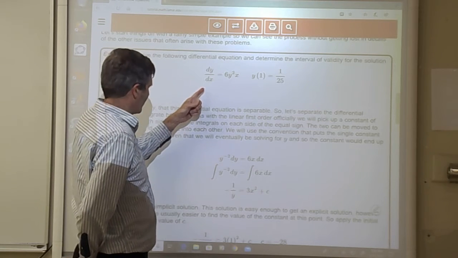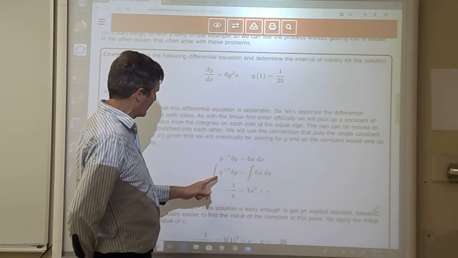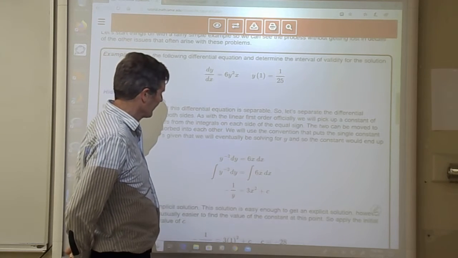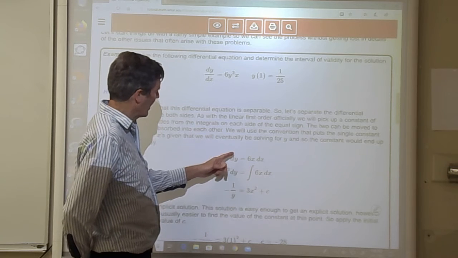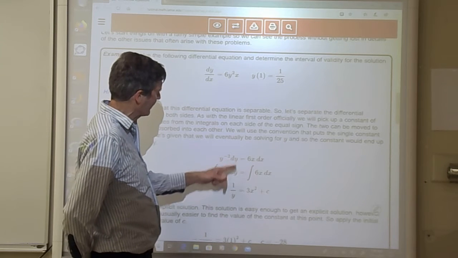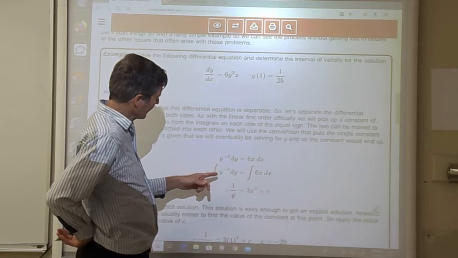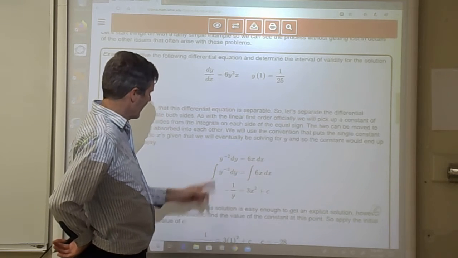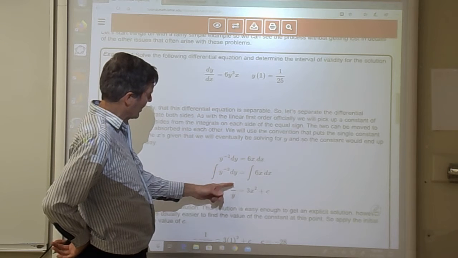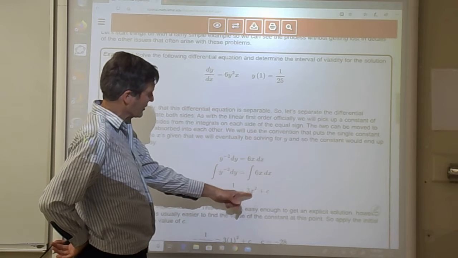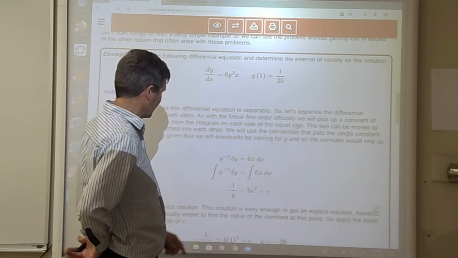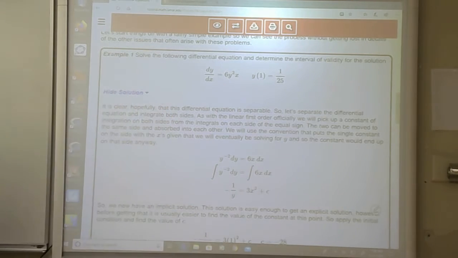I'll divide by y squared and I'll multiply by dx. So I get y to the minus 2 dy equals 6x dx. Now I integrate both sides, because dy can be written as dy/dx and then use substitution. So this is integral y to the minus 2 dy equals integral 6x dx. Integral y to the minus 2 is minus y to the minus 1. Integral 6x is 3x squared plus a constant from the integration. This is the general solution set. I just have to solve for y.